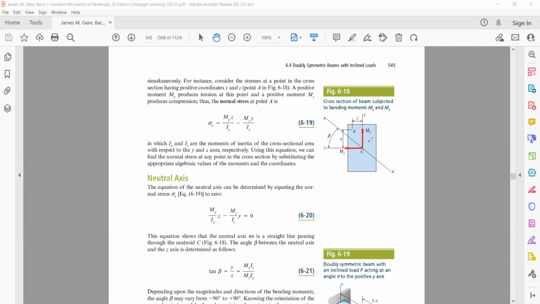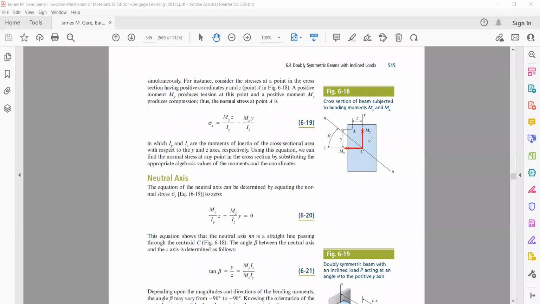It's like this. Now the moment is in which direction? Upward. So curl your fingers. Okay, but your point is where? It's mostly on the back side. And the point is somewhere here, isn't it? The point is somewhere over here. It's not here. It's somewhere here.